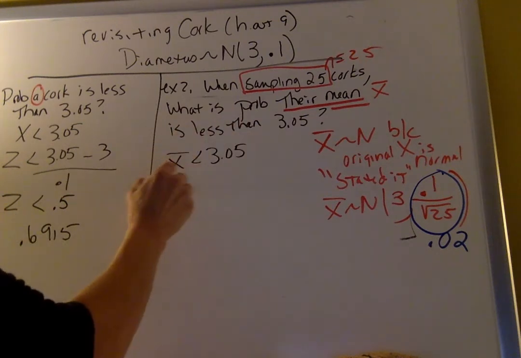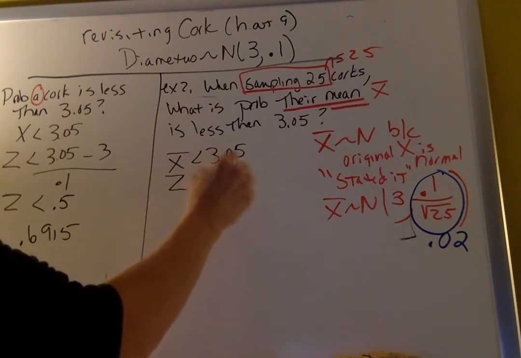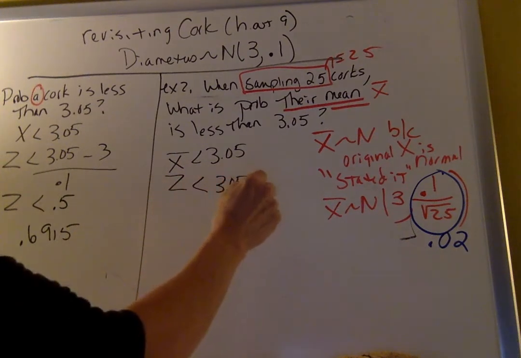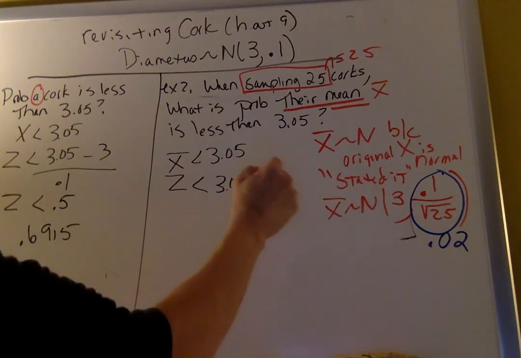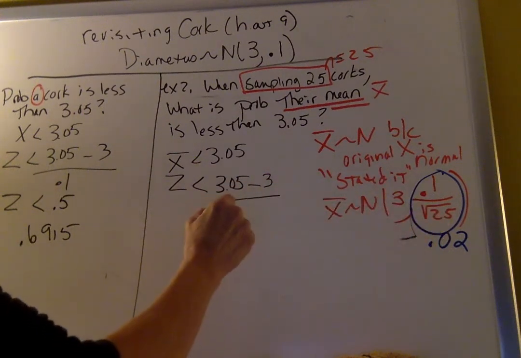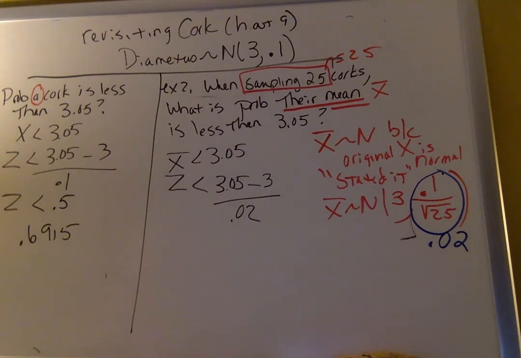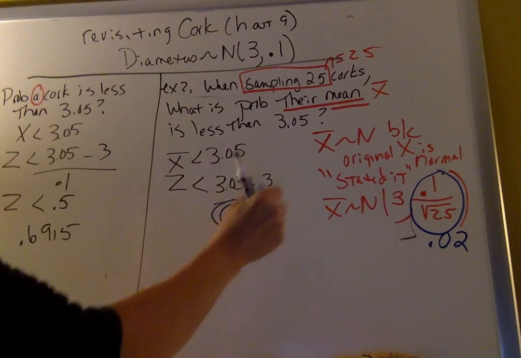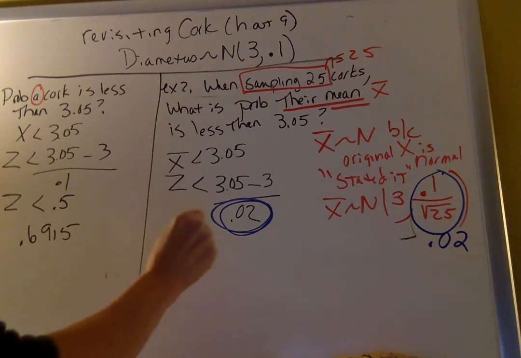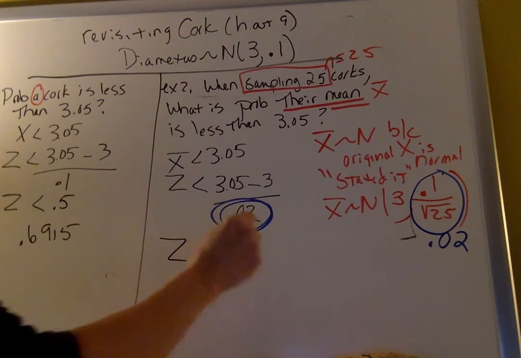Okay, I'm going to turn x bar into a z like I've always done. How do I get z-scores? I subtract off the mean of x bar. Oh, that's the same thing anyway. Divide by the standard deviation of x bar. At this point, the process is exactly what you did on test 2.